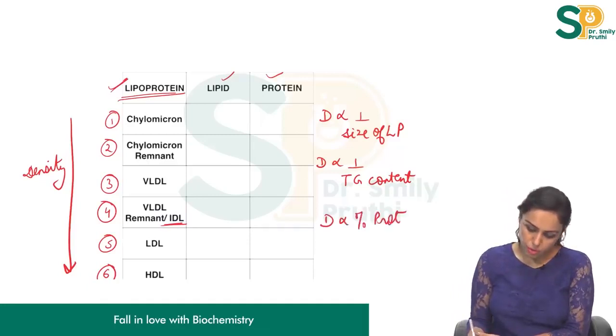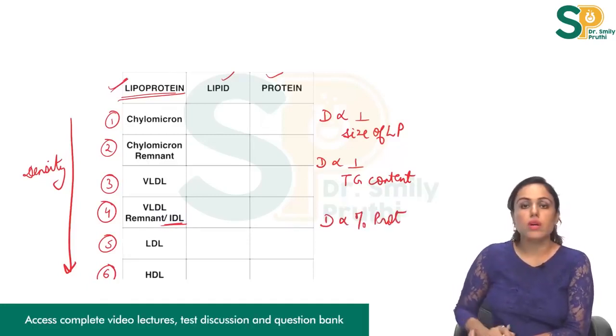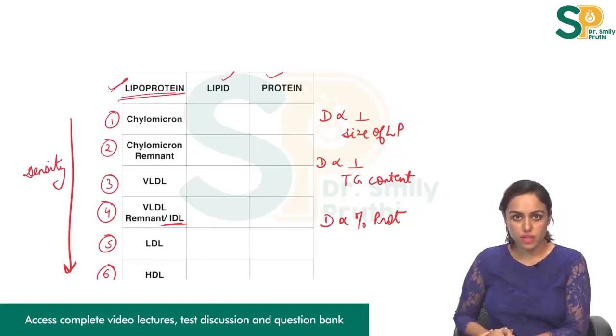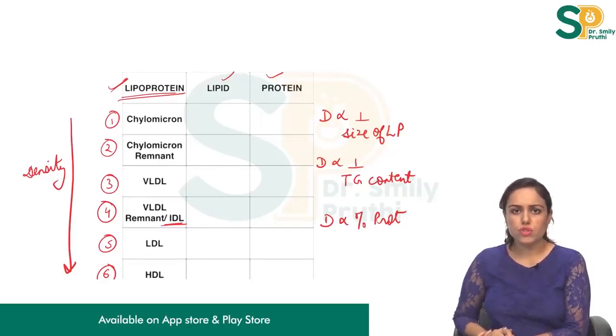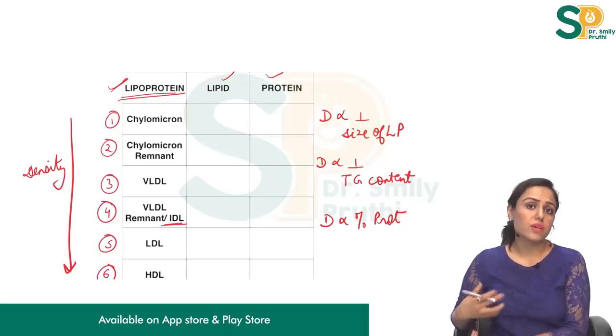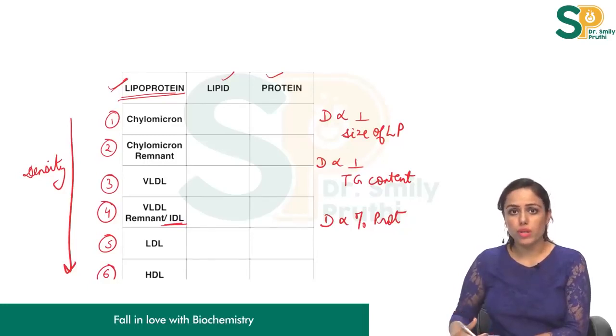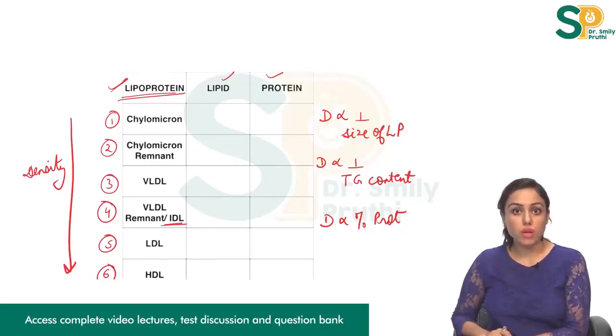There is one more formula. Density is directly proportional to percentage of proteins. So maximum proteins will be present in HDL and minimum proteins in chylomicron. You can use these 3 formulas to solve so many questions. You can easily tell the ascending and descending order of these properties in the case of lipoproteins, and many questions can be answered very easily with these 3 formulas, right?